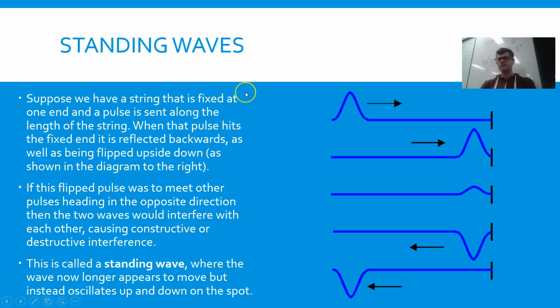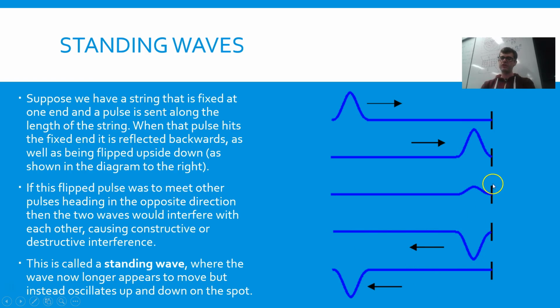Okay, so we're now going to take that idea of constructive and destructive interference and apply it to waves on a string, which is what we call standing waves. So think of it like this. Suppose we have a string or a rope or something like that, and we give that rope a flick to produce a pulse. As shown in this diagram here, that pulse will travel to the right, and it hits the point where the string or rope, whatever it is, has been fixed to the wall. When it hits that point, it'll reflect off the wall and go back in the opposite direction.